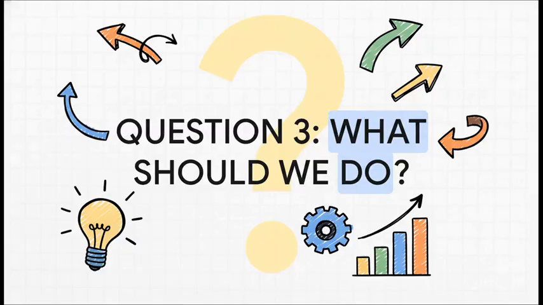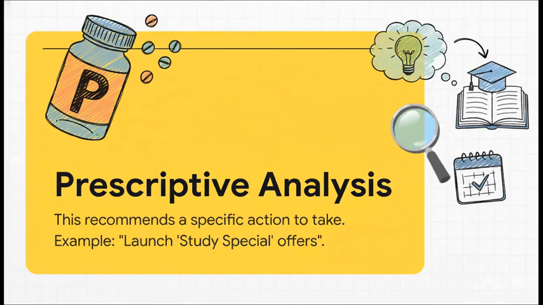And now we come to the final, and I think the most important question. We know what happened. We know why it happened. So the crucial point is, what should we do about it? How do we take action? This final step is called prescriptive analysis. Prescription. Again, just like when a doctor gives you medicine, you are recommending a specific solution based on your diagnosis. So Rahul's prescription was, let's launch some study special offers to attract students during their exams. Do you see? The data leads directly to a clear, smart action plan.